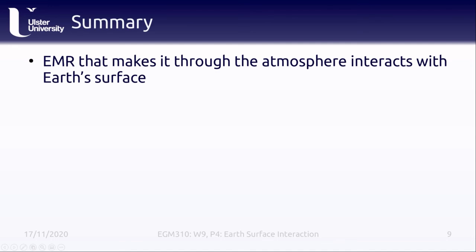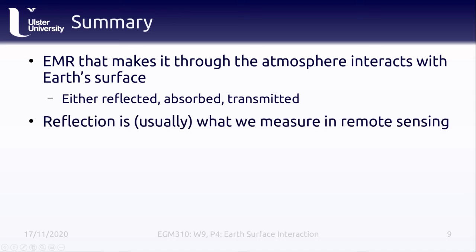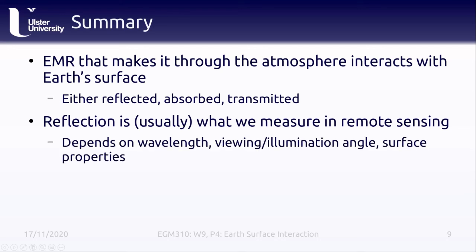In this lesson, we have discussed how electromagnetic radiation that makes it through the atmosphere interacts with the Earth's surface. It is either reflected, absorbed, or transmitted, but these are not mutually exclusive interactions. Most of what we measure with remote sensing is reflection. This is radiation that is redirected by an object towards the sensor, where it is then recorded. The amount of radiation reflected depends on the wavelength of the radiation, the illumination angle, viewing angle of the sensor, and the properties of the surface itself.